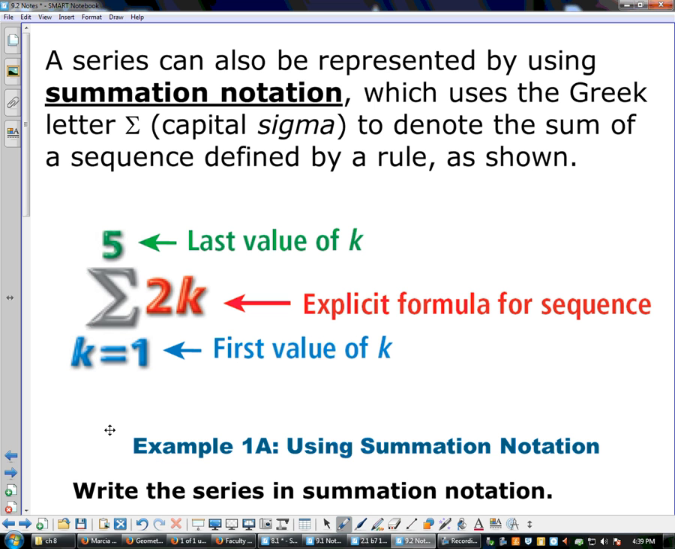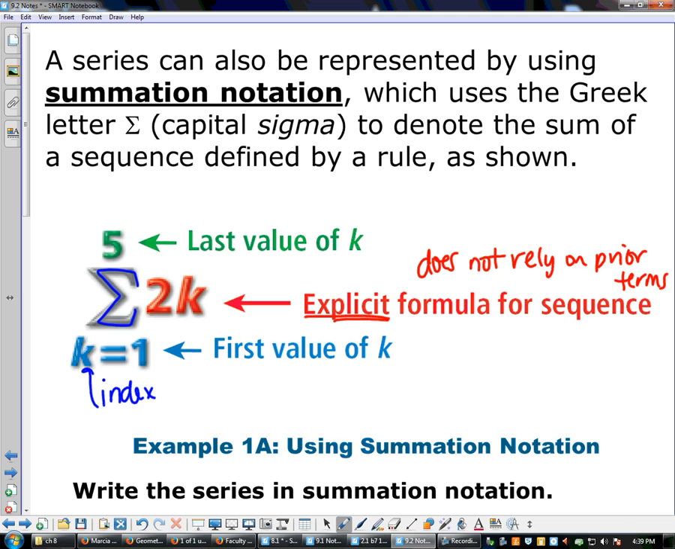Again, this symbol right here is going to be my sigma, and whatever is written in red there is the explicit formula for a sequence. Remember, an explicit formula does not rely on prior terms. So you can find exactly what you're looking for just by knowing what term you are searching for in that problem. The first value of k, which we call our index, is given at the bottom here. The letter that you use is called your index, and that should be the same letter that you see in your formula.